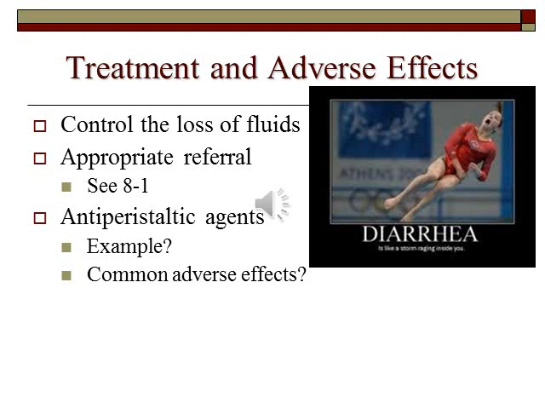As far as medications used to treat, you're going to be using your antiperistaltic agents. We kind of talked a little bit about the mechanism before. Another discussion post, so lots of discussion post questions to keep you guys into this. What is the common antiperistaltic agent utilized, and what are some of the common adverse effects of that particular type of medication?